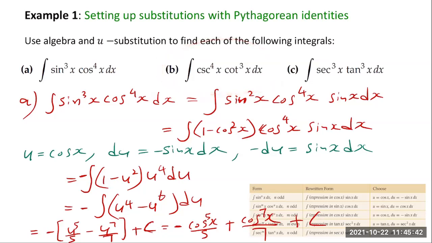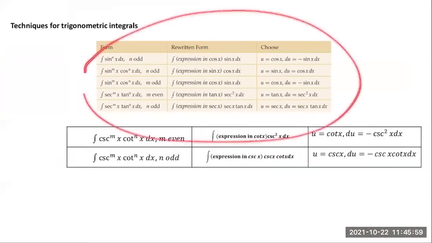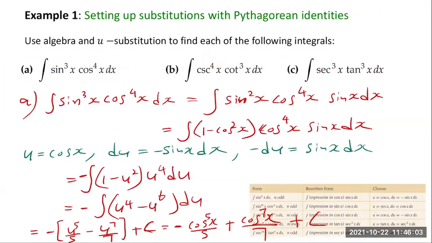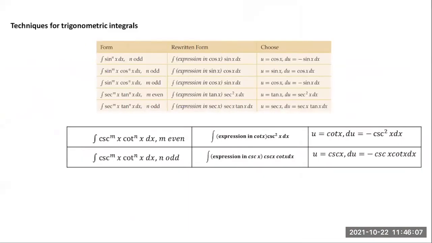In the next part, as you can see, the power of cotangent is odd and the power of cosecant x is even. Okay, you have the product of cosecant and cotangent. So which situation are we in if you look at the table here? Well, I'll go to the other side. Here is the table. Which situation are we in when the power of cosecant is even and power of cotangent is odd? We are in this situation, right?